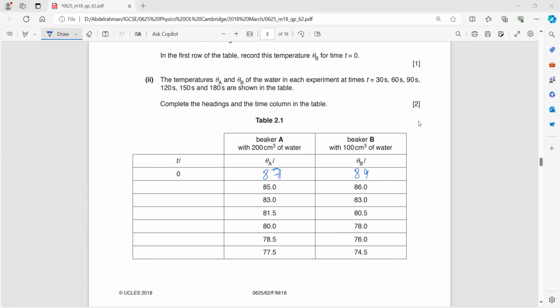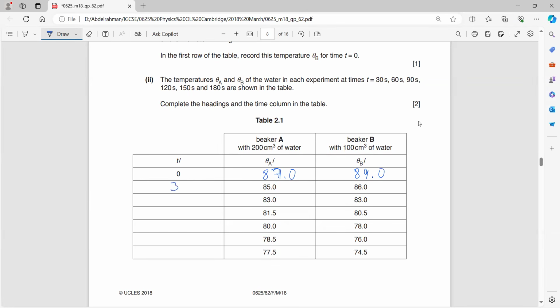Mister, if we do it without the point zero, will we lose a mark? No, it should be 0.0. I'm sorry. Yes, thank you for stating that. Yes, it has to be 0.0. 87.0 and 89.0. Thank you.